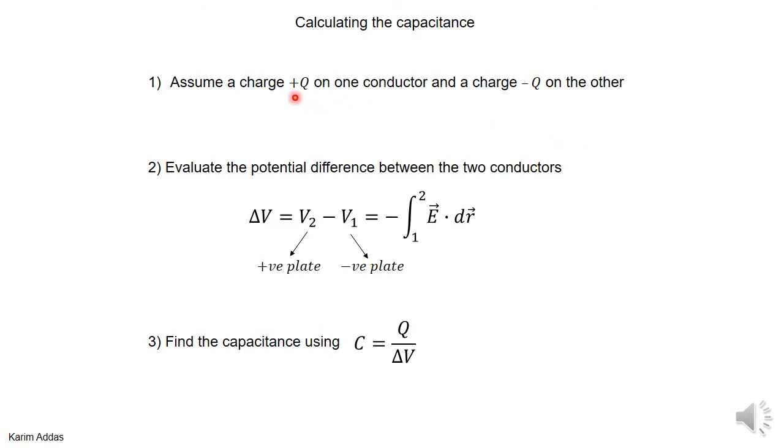So first you assume a charge plus Q and minus Q on the conductors. Then you calculate the potential difference between the two conductors, and from this expression of the potential difference you'll be able to find the capacitance, because the charge will appear here somewhere, and you have charge and you have potential difference. When you take the ratio of those two, you'll get the capacitance. Let's see how these three steps work in reality and for this particular problem.